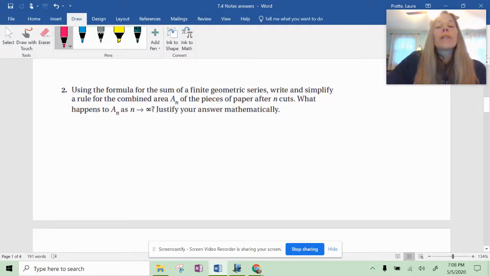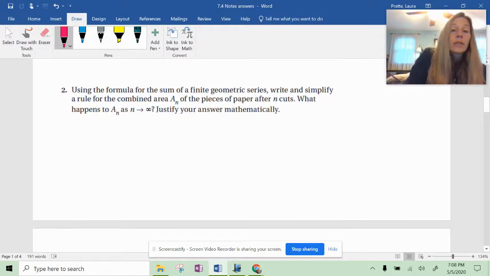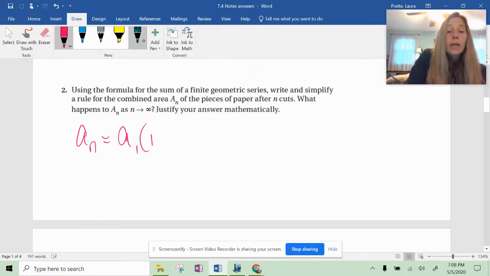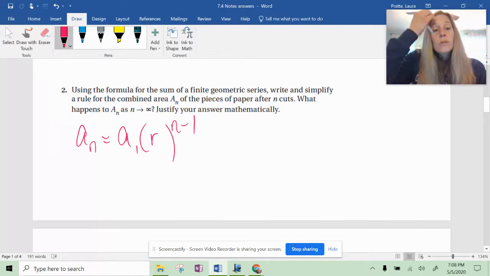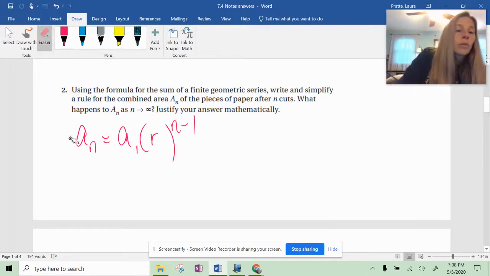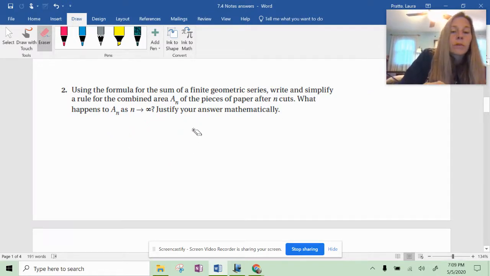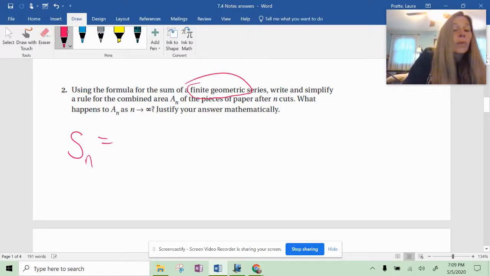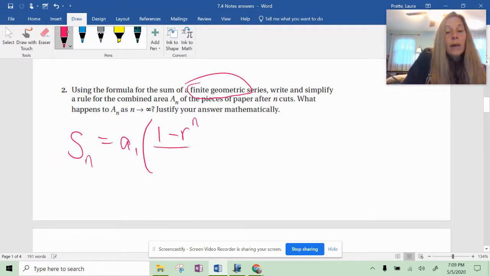Using the formula for the sum of a finite geometric series, so that was the one that we did in the last unit, which was a sub 1 times r raised to the n minus 1, right? So if we were to use, oh no, sorry, that's the rule formula. We want the sum formula. So the sum formula for a finite geometric series is a sub 1 times 1 minus r to the n power over 1 minus r.